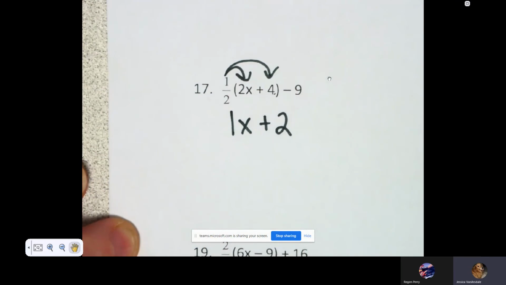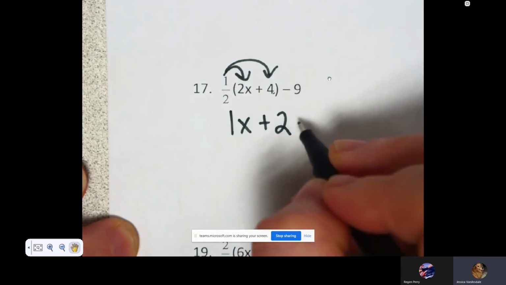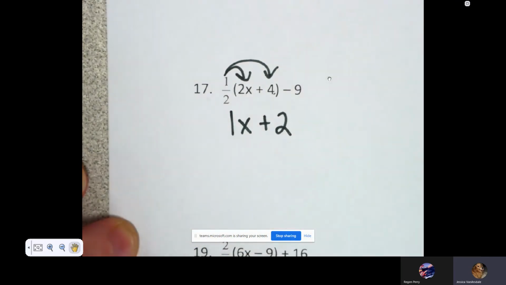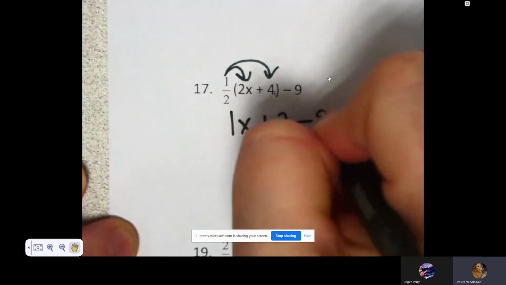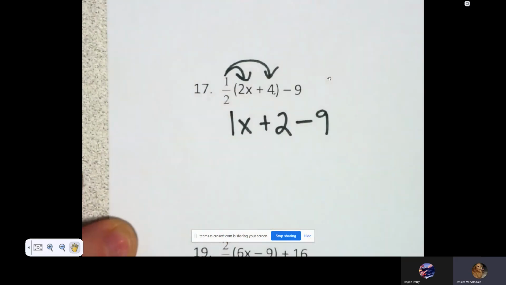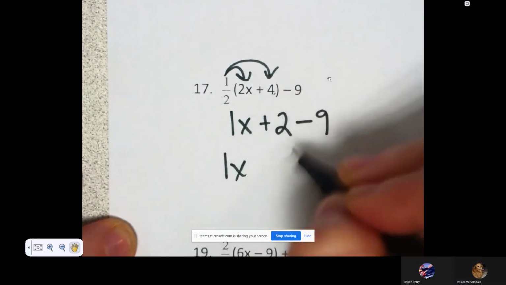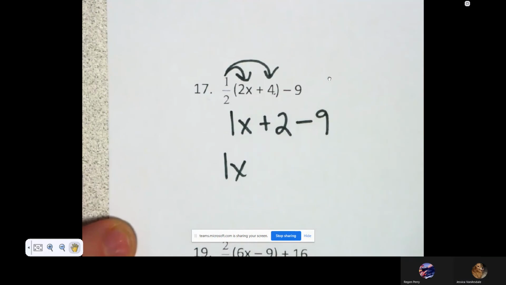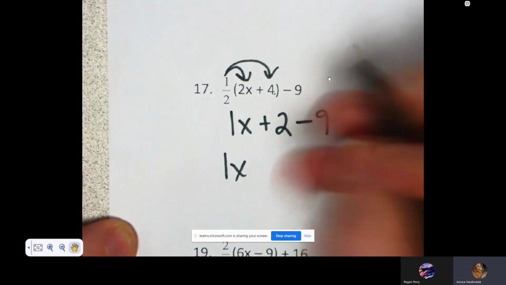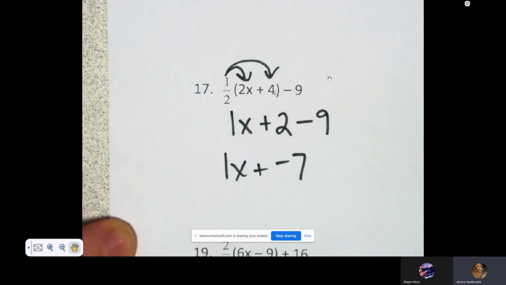Does everyone see where we got this? The minus sign is going to come down. Okay. Now we have to combine like terms. We're not finished. We're putting things together now. So the 1x will come straight down. 2 minus 9 is -7. Get right, buddy. Yes.